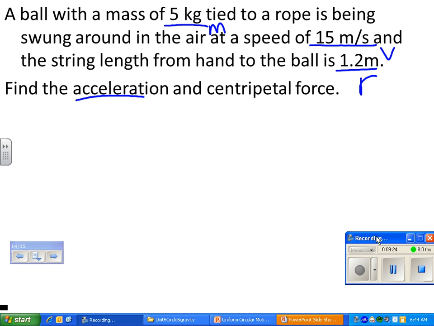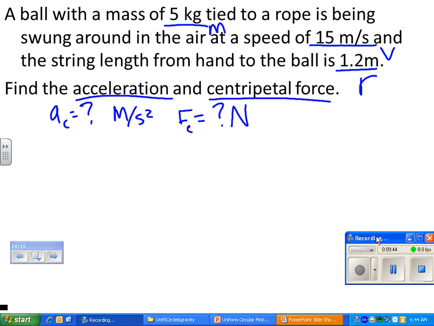Then unknowns here: acceleration, that'll be in meters per second squared. I don't know that. The other unknown I'm looking for is centripetal force, and any type of force is always measured in newtons. So make sure we don't forget that. Centripetal acceleration, centripetal force. Okay, then we'll plug in our numbers. We're going to end up using this equation first: a equals v squared over r. All right, so we have 15 squared over 1.2.